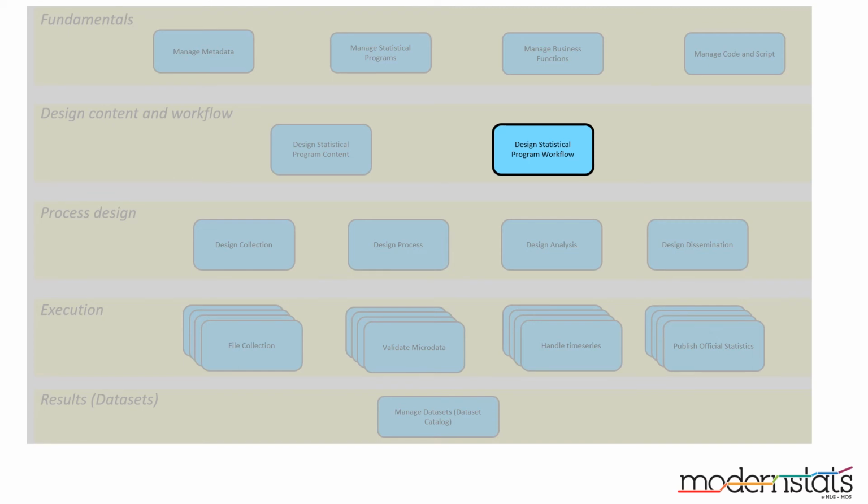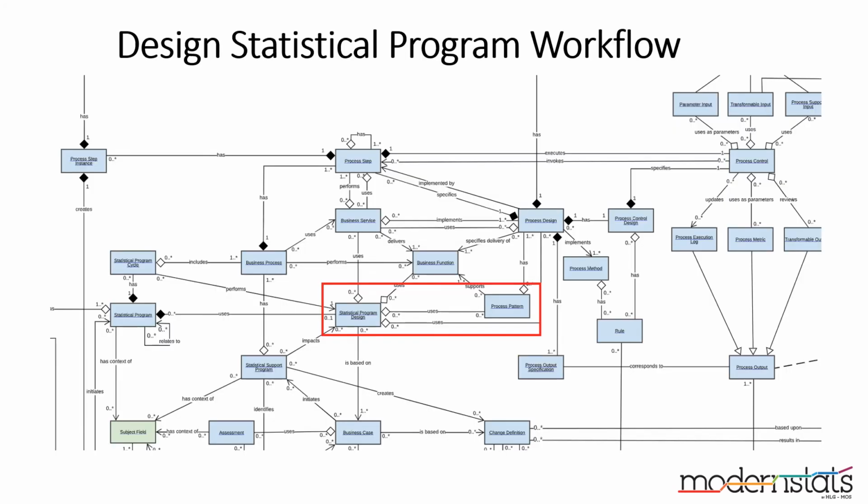And inside the design statistical program workflow, we find these objects. You can say that an important object here is statistical program design. In the national accounts, it's quite complicated because they can have several statistical programs, 6 of them at the moment.